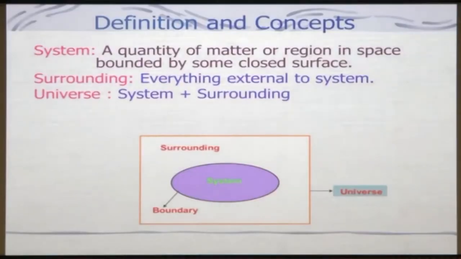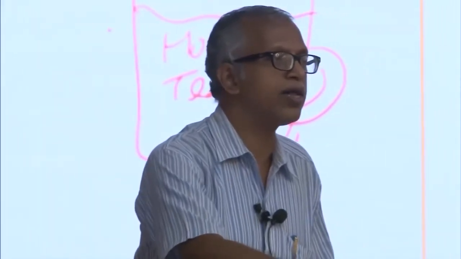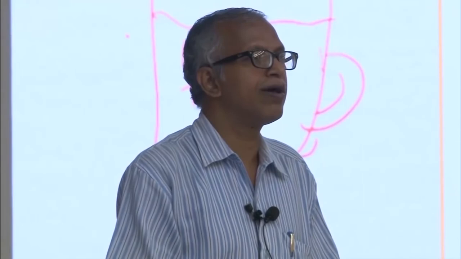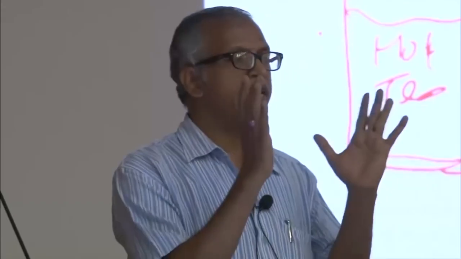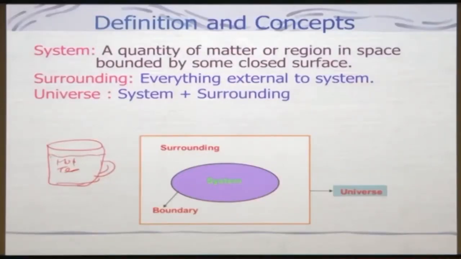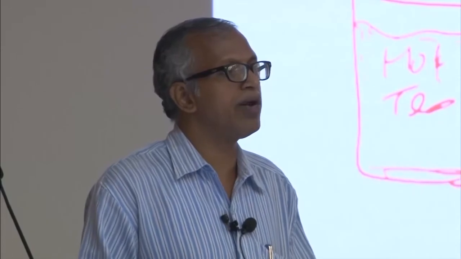For example, if I take this, let us consider this is the cup and it contains some amount of hot tea. Now it will be interacting with its surrounding. What will be the surrounding? Suppose I keep this cup here. The system I can take as whatever hot tea is there, or I can take the full cup as my system. I am having the liberty to choose that.